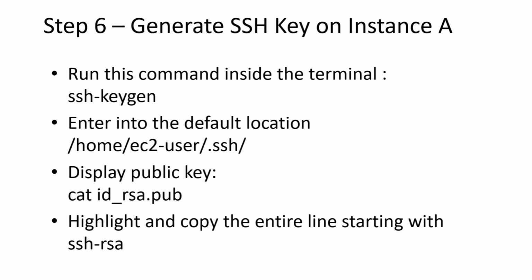Think of it as creating a lock and key system. The private key is the secret key you carry, and the public key is the lock you install on the other machine. Once generated, we'll display the public key. Copy the full line beginning with ssh-rsa and get it ready to paste into Instance B. This will allow Instance A to log in securely without needing any passwords.